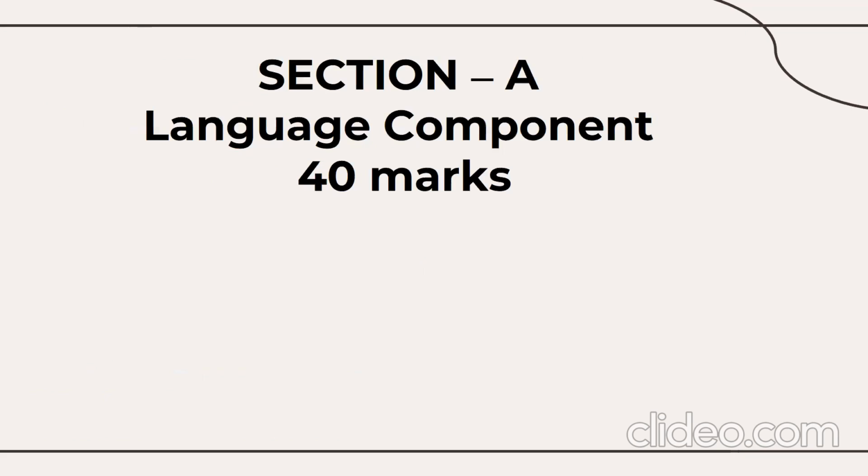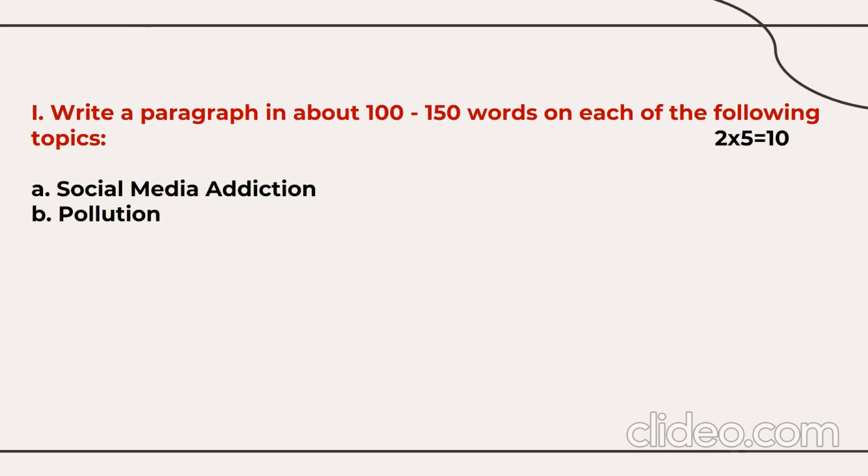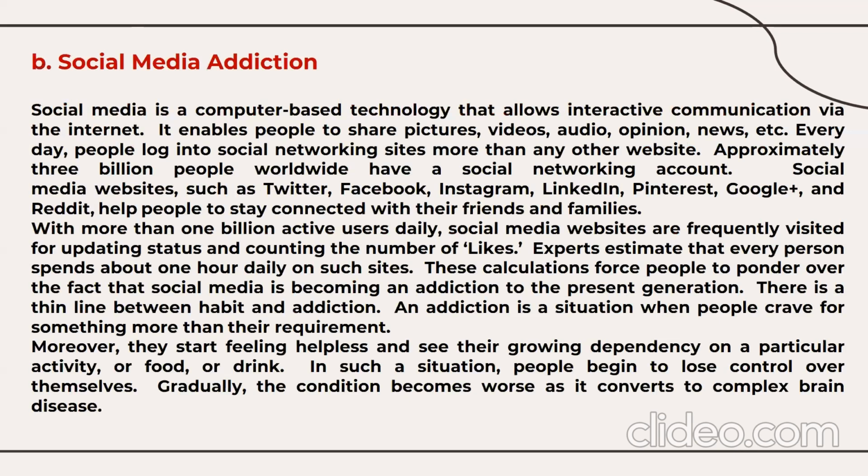Section A consists of 40 marks from the language component. The very first question, you need to write a paragraph on two topics. One is social media addiction, the other is pollution. Each question has 5 marks, 2 into 5, 10 marks. So you can pause the video and go through how the paragraph is written here.